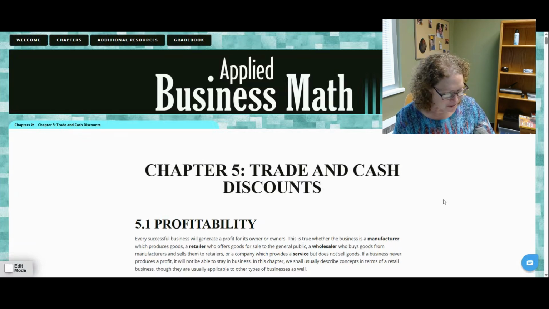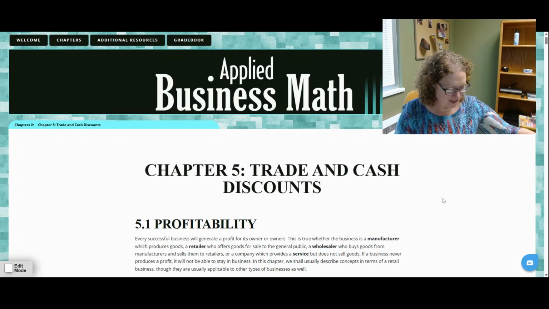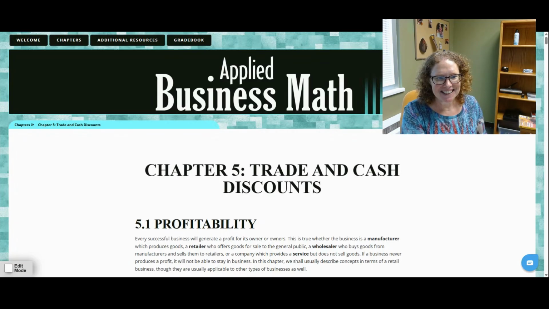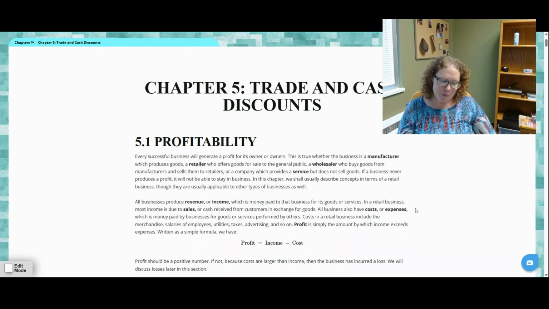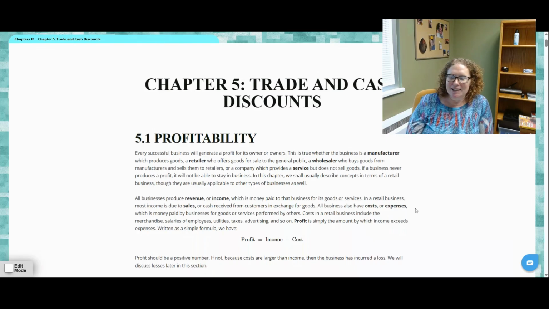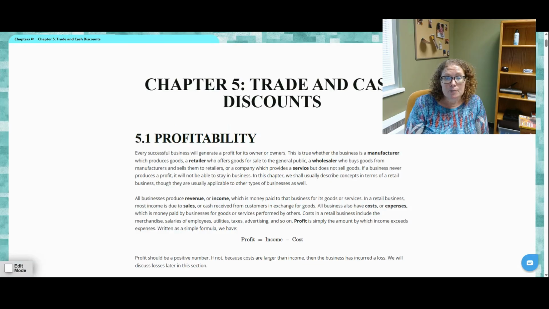Hi. So we are going to look at chapter 5 now, and this is called Trade and Cash Discounts. So basically, what we're looking at here is the profitability of companies and how they are able to generate profit. And we look at that whether they're the manufacturer, the retailer, the wholesaler, and services as well.